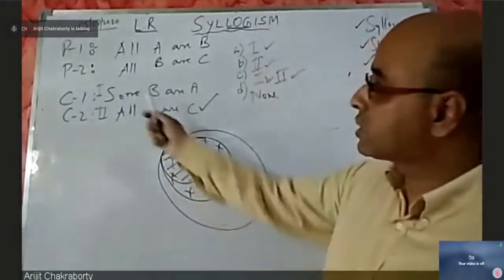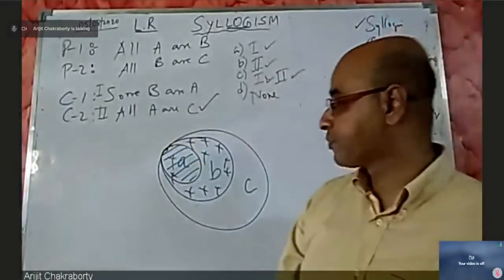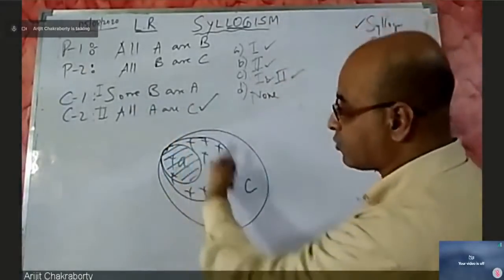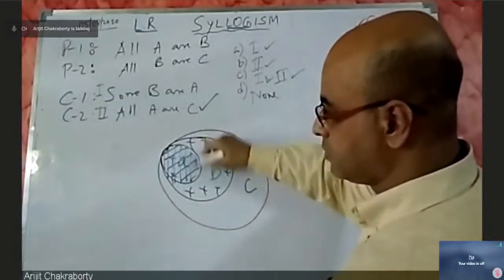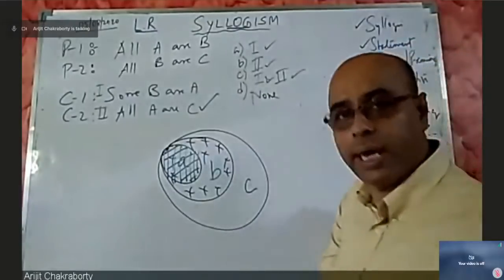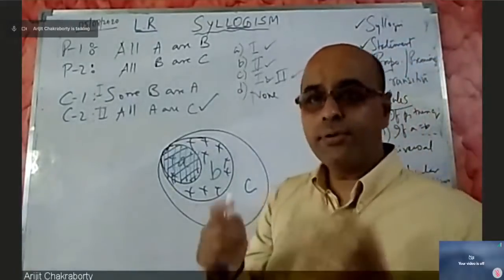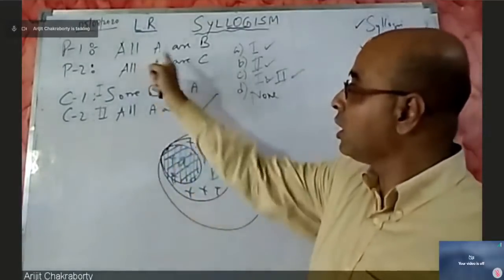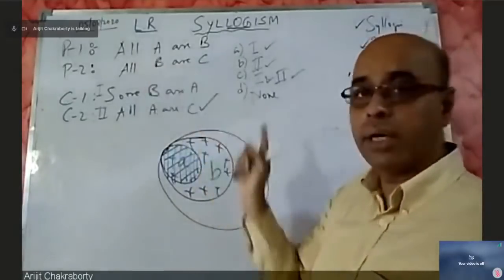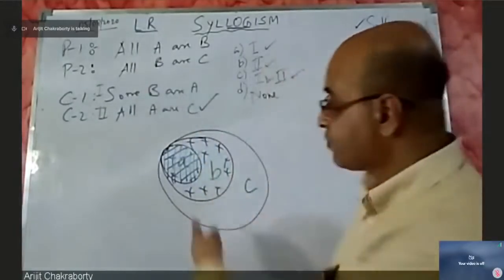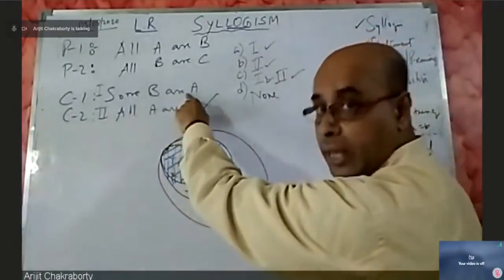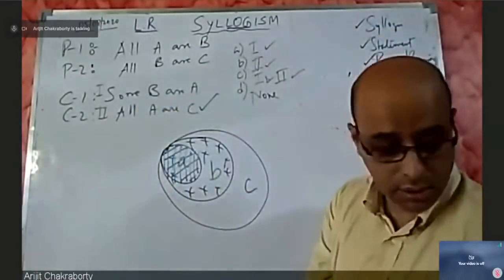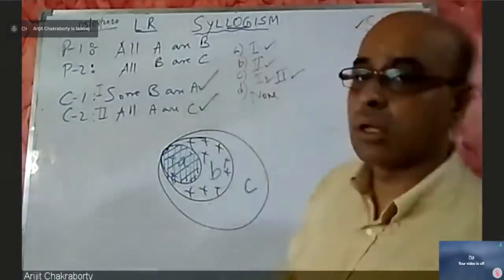Now, can I say some B are A? In other words, a part of B, this part, is also A. So if all A are B and if all B are C, then you can see from the Venn diagram that some B are A. So this proposition is also true.